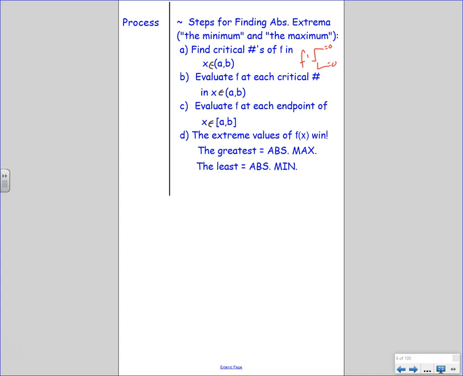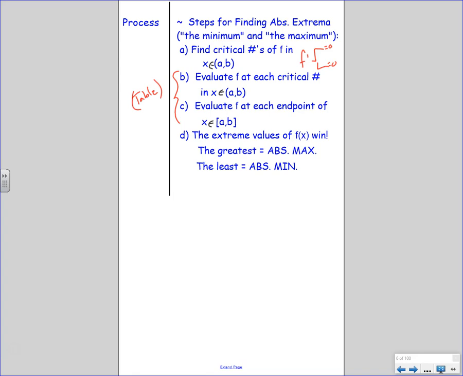Evaluate f at each critical number. Evaluate f at each endpoint. Guess what? We're going to make a table. We're going to make a candidate table. Gotta test the candidates. They all put their applications in, but there's only one highest, one lowest. The extremes win. The greatest is the absolute max, the least is the absolute min.